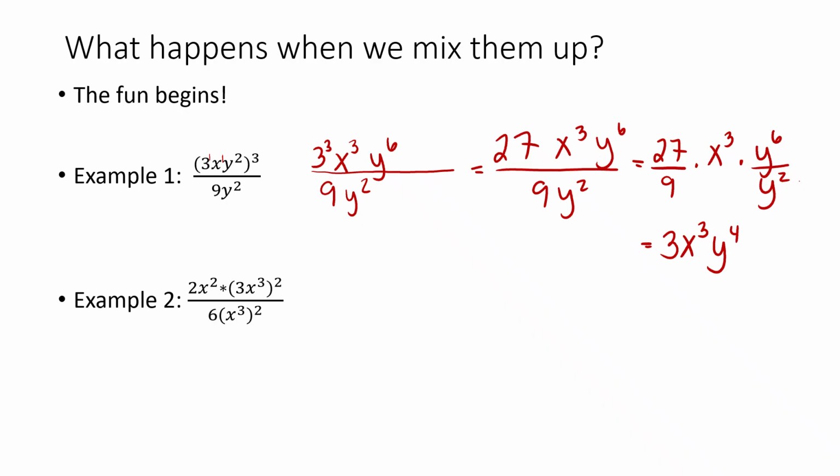The second one has a lot going on in it. We have some multiplication, so 2x squared times 3x to the third, all squared. And then in the denominator, we have something interesting going on where we have 6 times, and then the parentheses isolating the x to the third, and that's being squared. And what that means is the 6 here is not being squared.